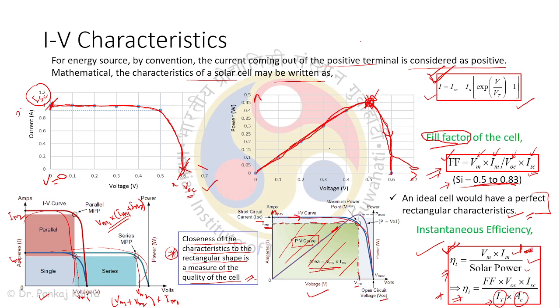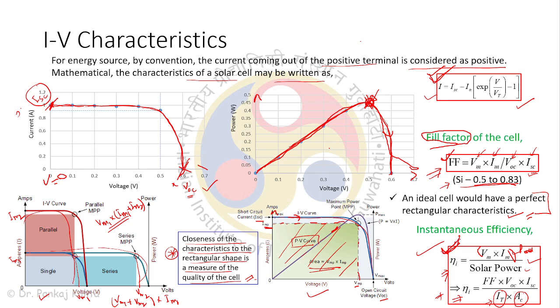Normal efficiency formula is P output upon P input. P input is your solar power, which is your incoming solar intensity into the area of the collector, and your output is Vm into Im. This can also be written in terms of the fill factor: Vm into Im is equal to fill factor into VOC into ISC. So these two formulas are important: fill factor and instantaneous efficiency.